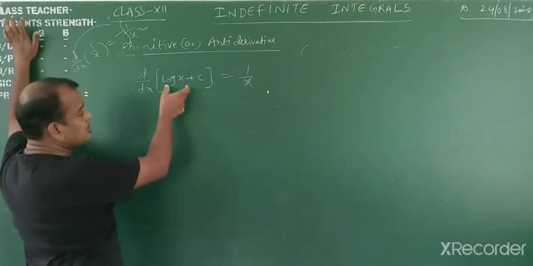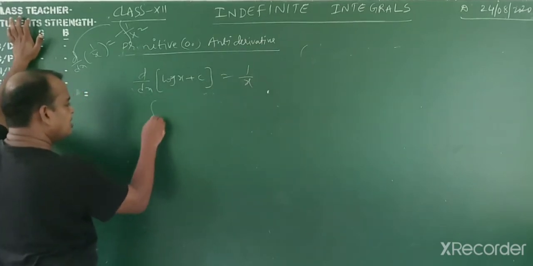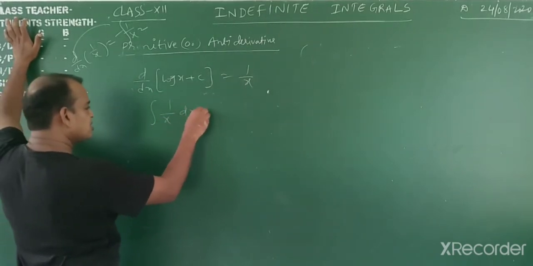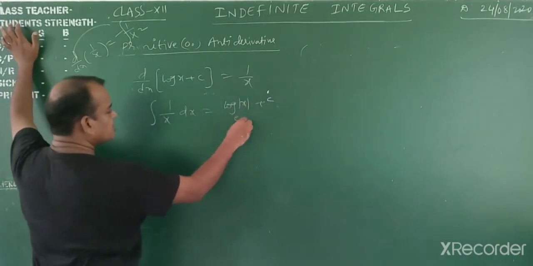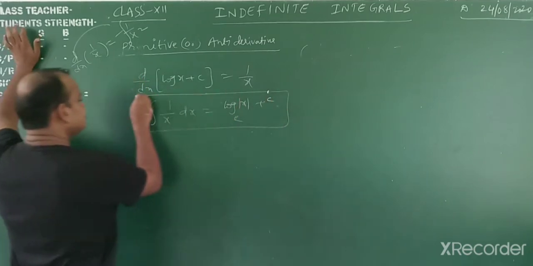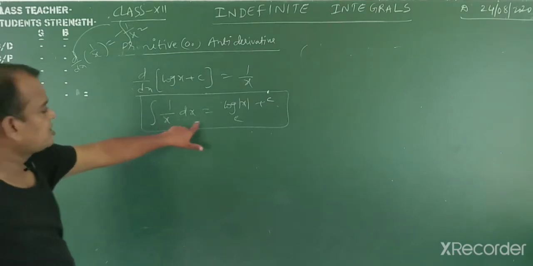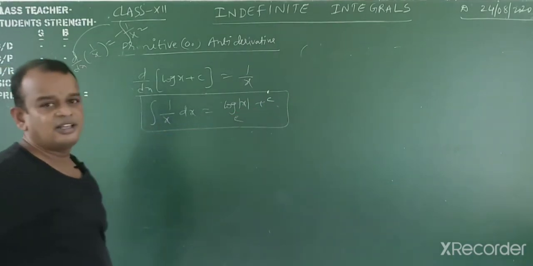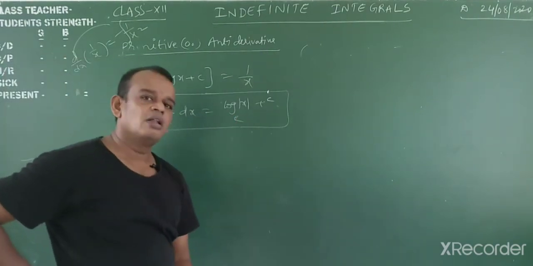Now this is the primitive of 1 by x, meaning derivative this side is integral that side. The integral of 1 by x with respect to x is equal to logarithm of mod x plus c, with base e, 100%. This is the formula. That's why, as I told you before, for 1 by x^n, n equal to 1 is not defined. That's why the integral of 1 by x dx is equal to log mod x plus c. What is the formula for the integral of 1 by x dx? That is equal to log mod x plus c.